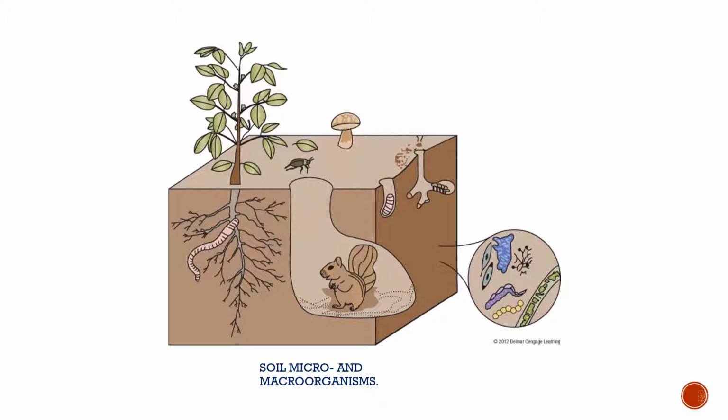So here's just an example of what the difference between micro and macro organism is. Obviously macro meaning large, micro meaning small. So you can see different rodents in there, different insects in there, but then you can also see some algae and some fungi in there. So algae, fungi, one-celled organisms, those are obviously microorganisms, and then different things like insects and worms, those are macroorganisms.